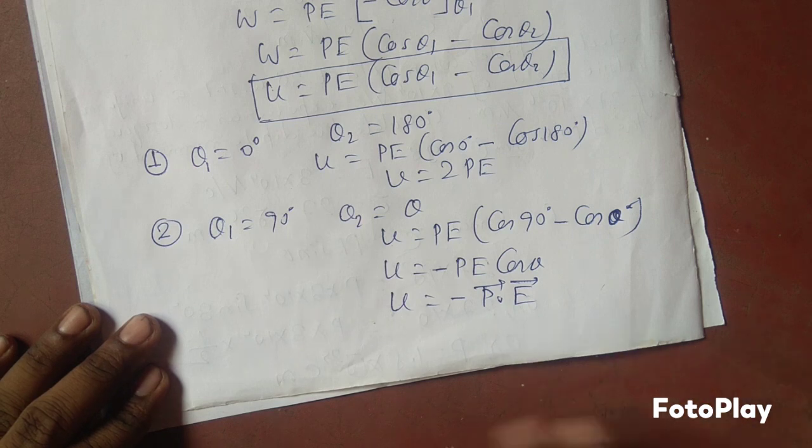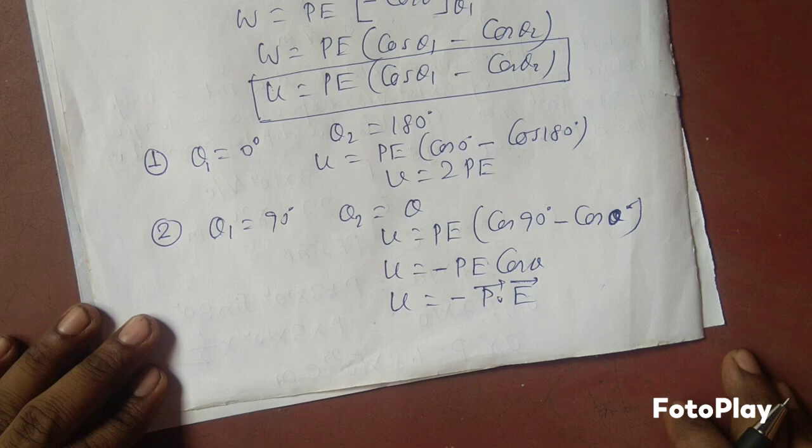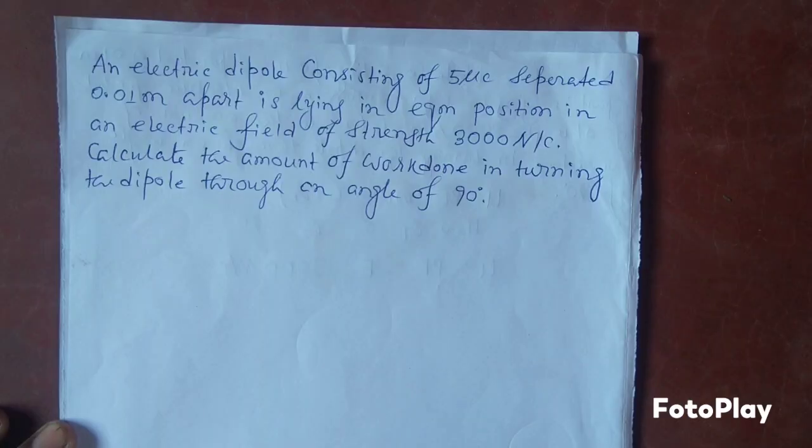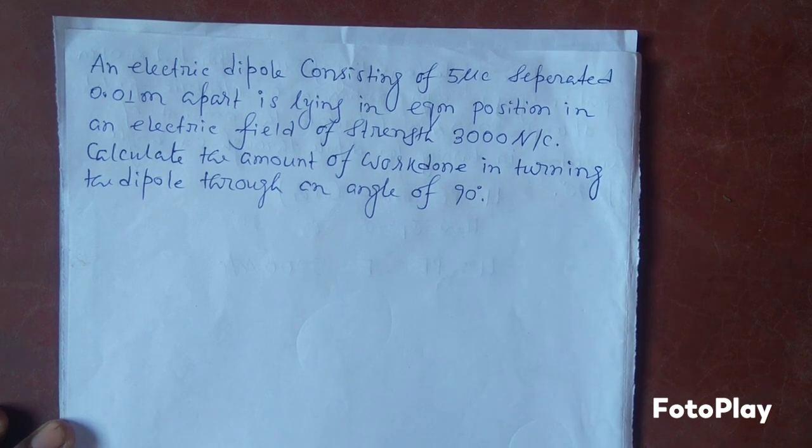Now with the help of this equation we can solve the numericals. I have calculated electric potential energy of electric dipole in an electric field. With the help of equation of potential energy we can easily calculate different types of numericals. First numerical.